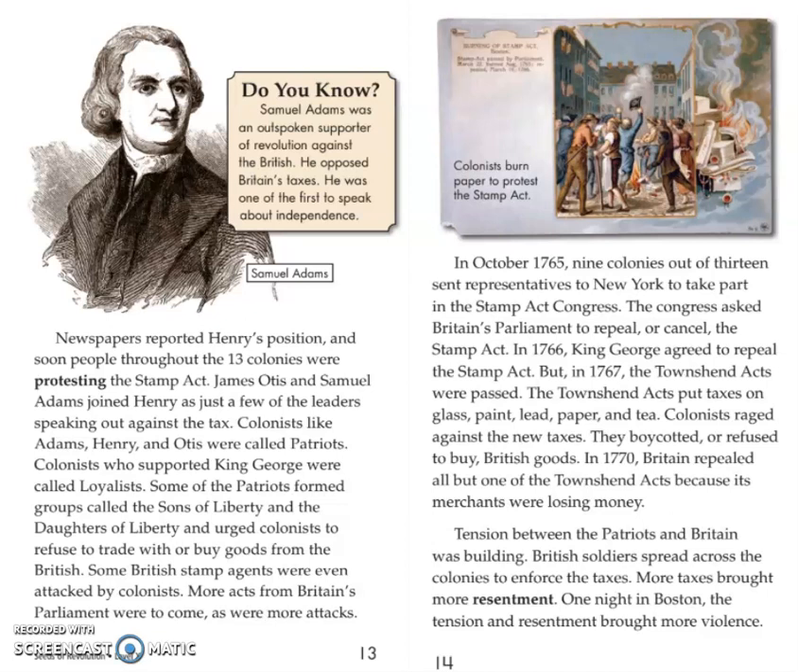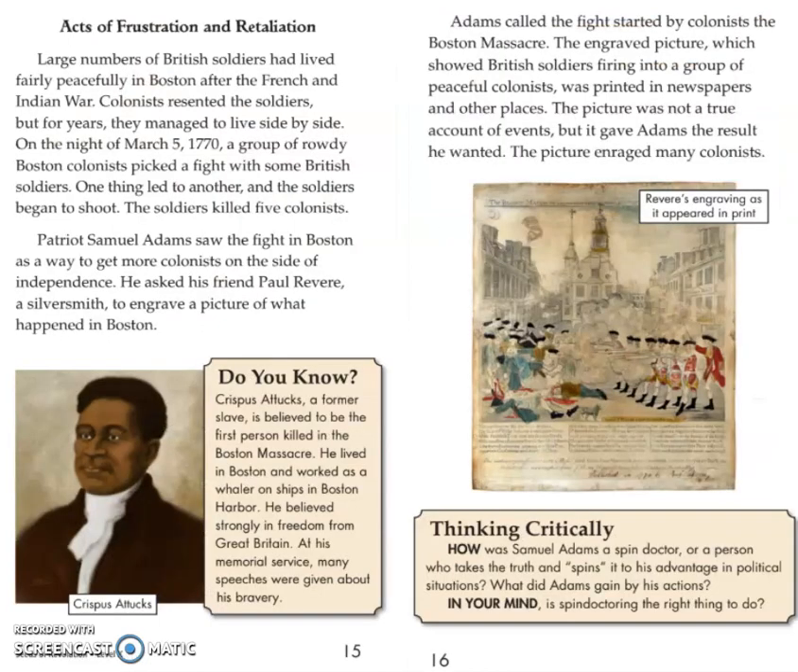One night in Boston, the tension and resentment brought more violence. Acts of Frustration and Retaliation. Large numbers of British soldiers had lived fairly peacefully in Boston after the French and Indian War. Colonists resented the soldiers, but for years they managed to live side by side. On the night of March 5, 1770, a group of rowdy Boston colonists picked a fight with some British soldiers. One thing led to another, and the soldiers began to shoot. The soldiers killed 5 colonists.